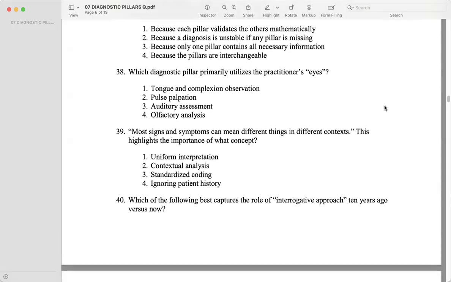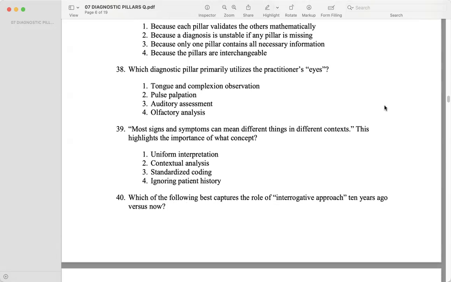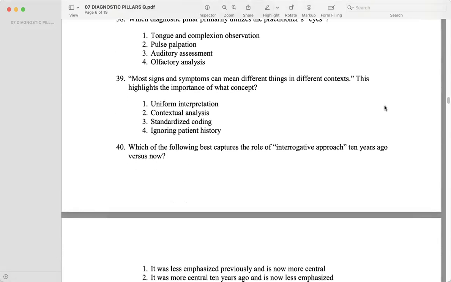Which diagnostic pillar primarily utilizes the practitioner's eyes? Tongue and complexion. Of course, if you have eyes, you know what the answer is. Tongue. Most signs and symptoms can mean different things in different contexts.